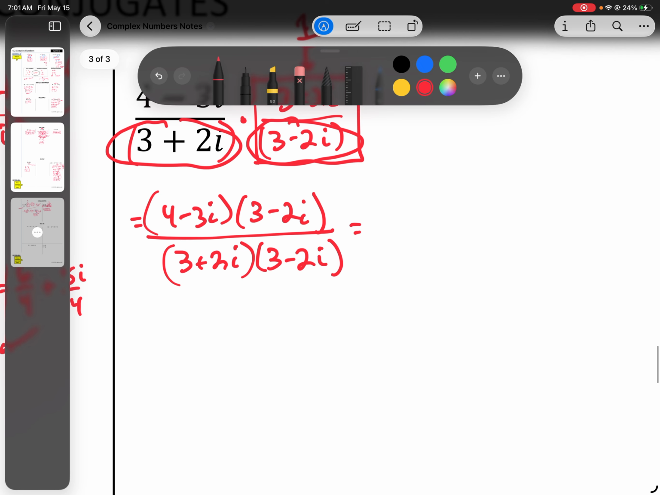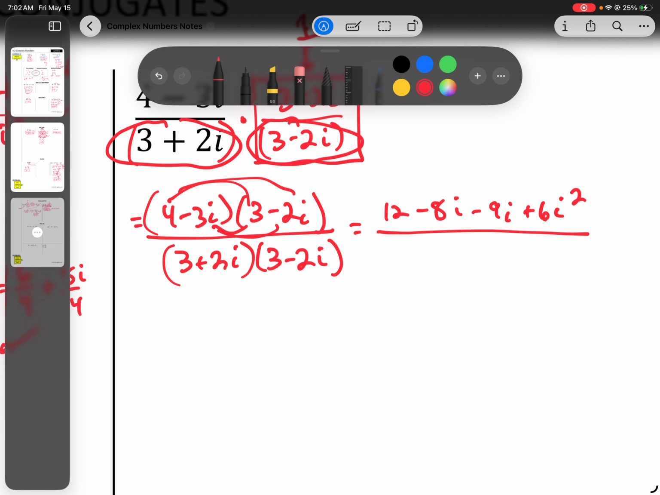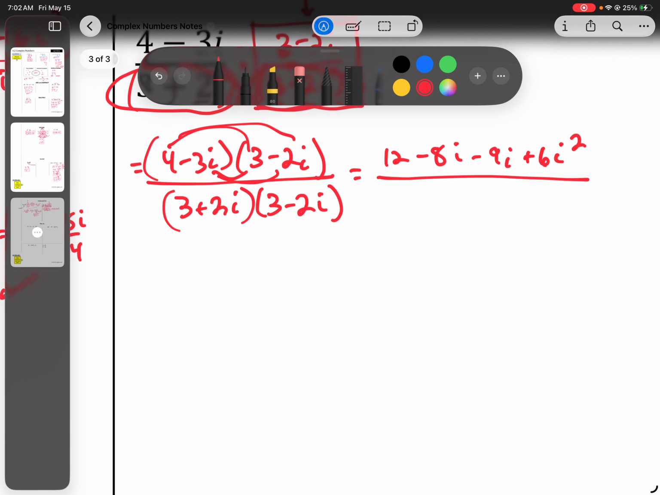So in the numerator, we'll do our distributive property. 4 times 3 is 12. 4 times negative 2 is negative 8i. Now we're distributing the negative 3i, so I get negative 9i. And then plus 6i squared. Over, on the bottom, we get 3 times 3 is 9. 3 times negative 2i is negative 6i. And then we got 2i. I'm going to distribute that. It's going to be plus 6i. And then that's going to be minus 4i squared.